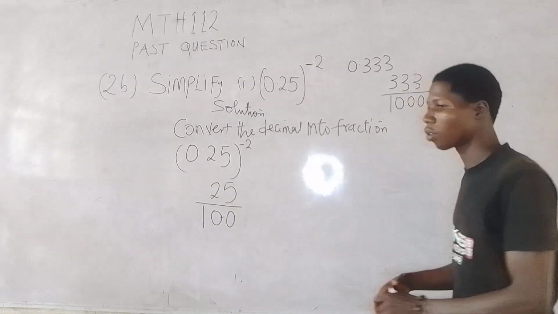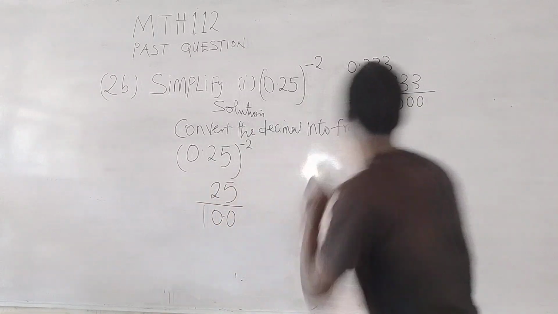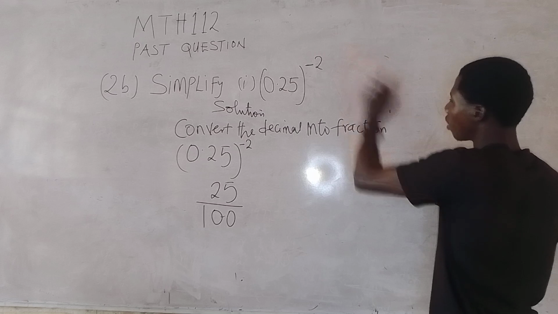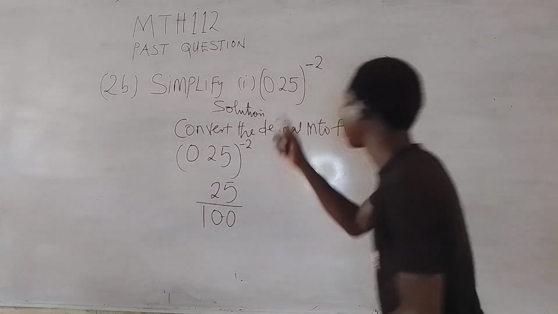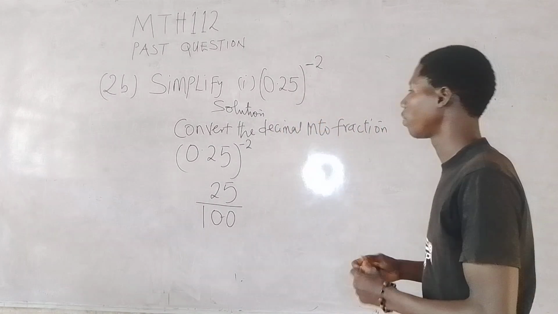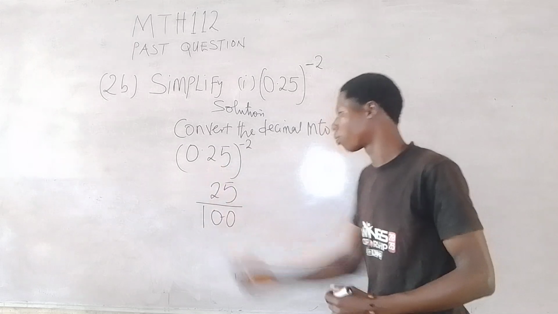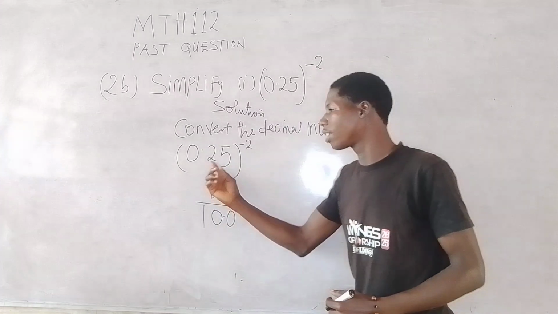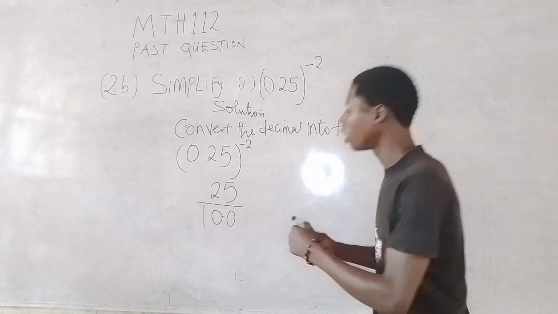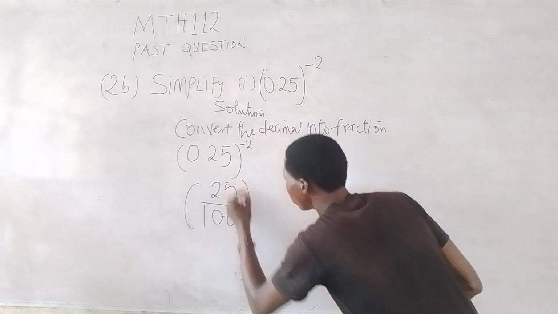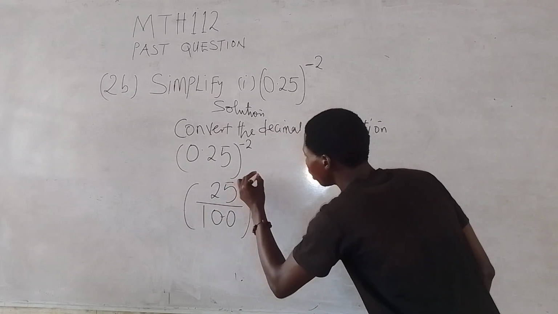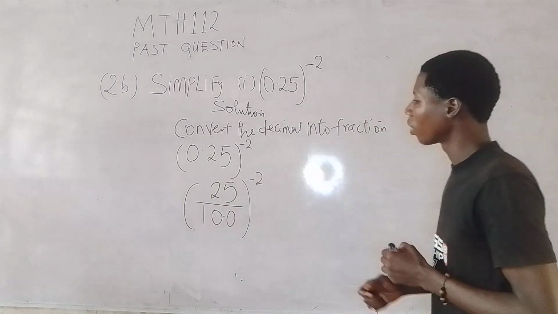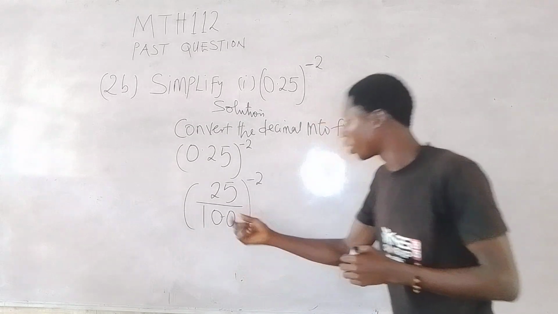Now let's proceed to solve our question. Our question says we should simplify 0.25 raised to -2. Already we have converted this decimal into fraction. The next thing is to bring our -2 raised to what? -2. Now we have other things to do here.